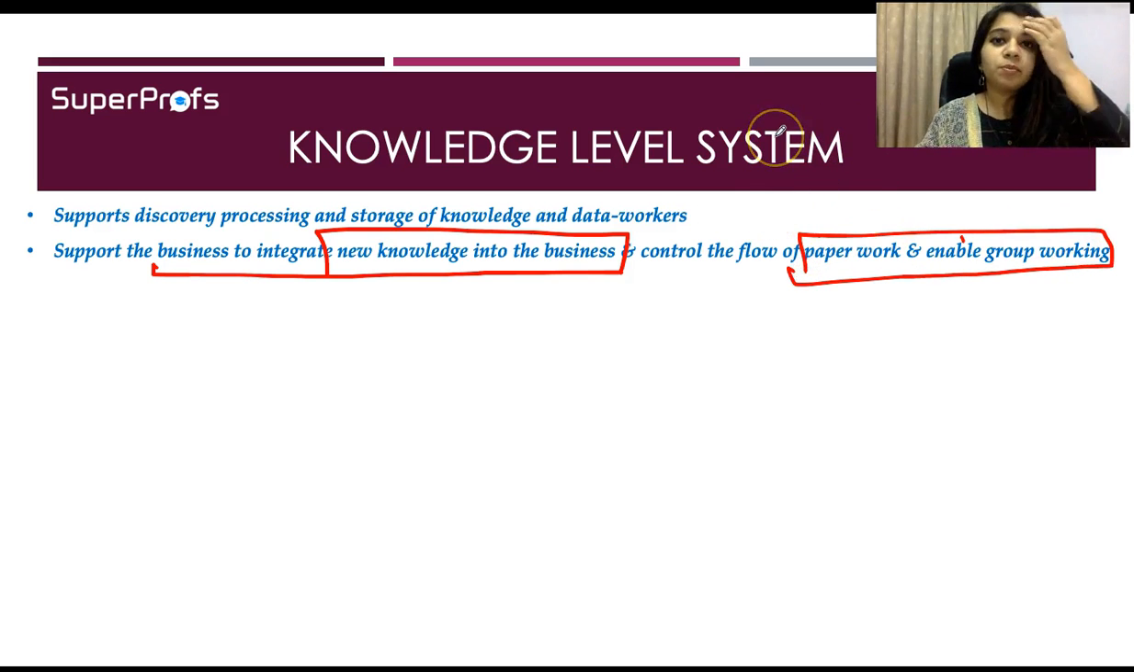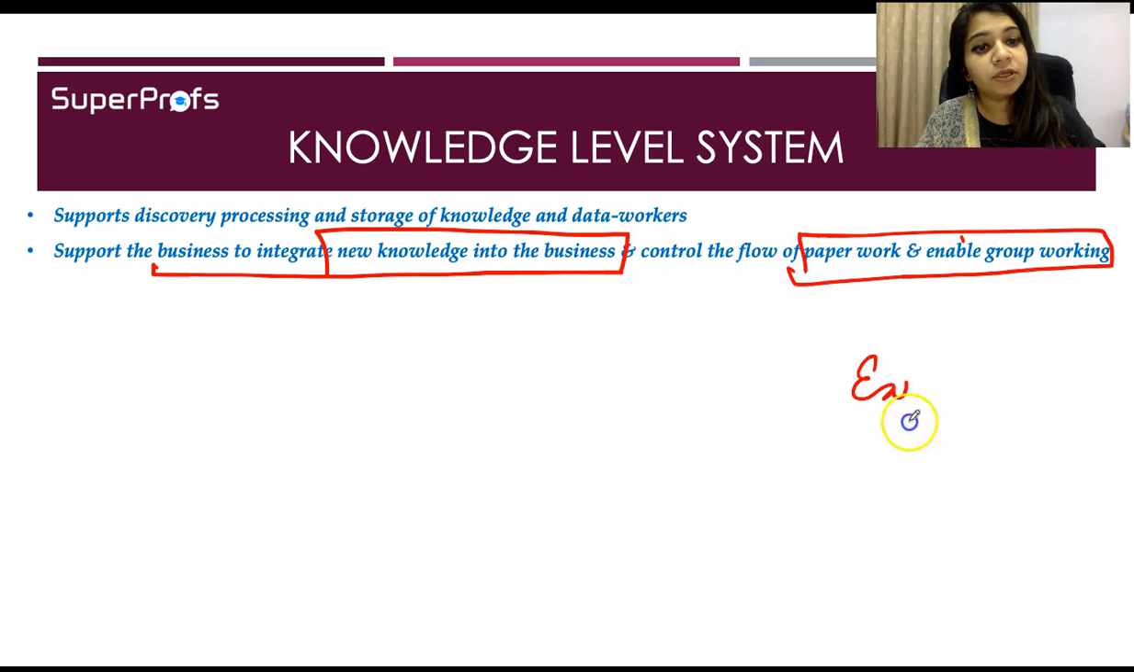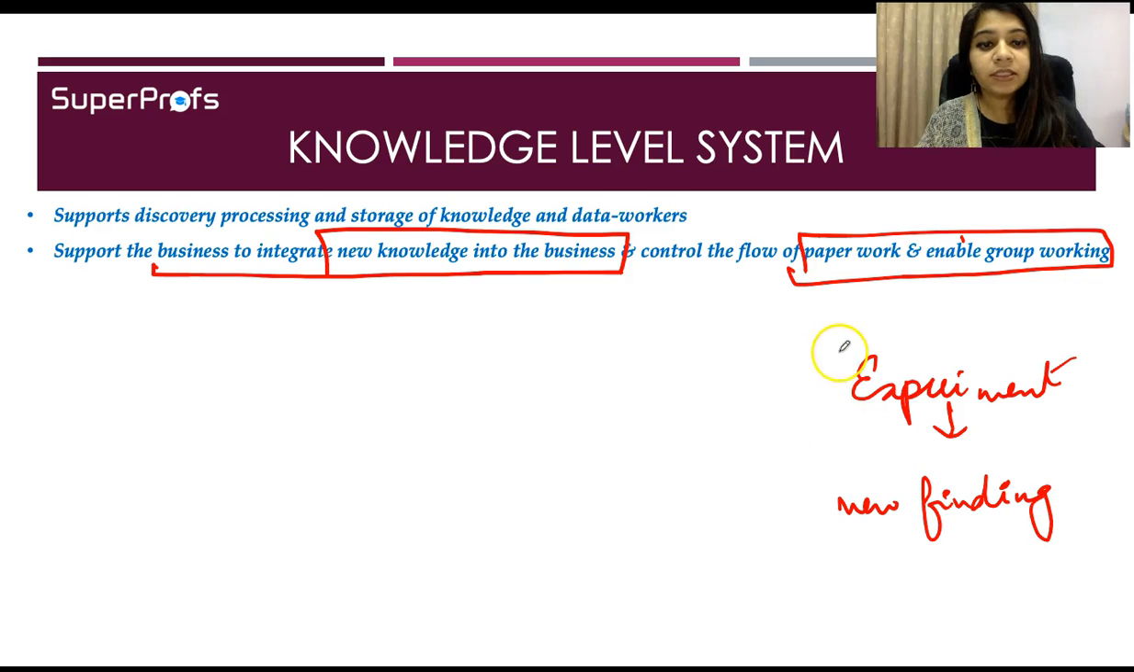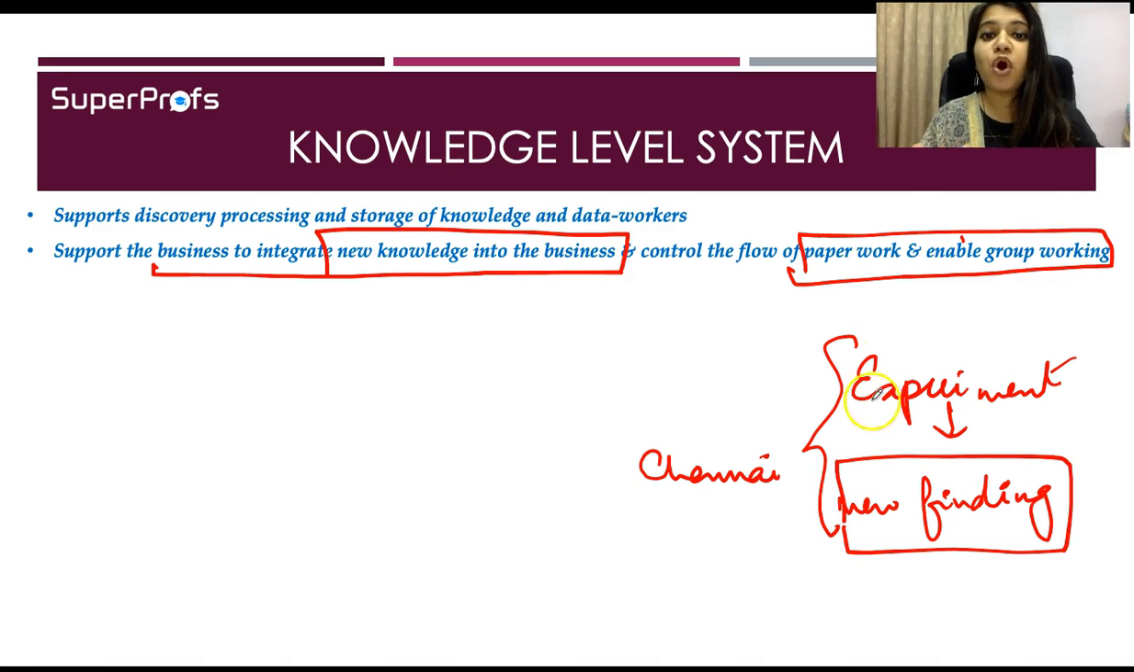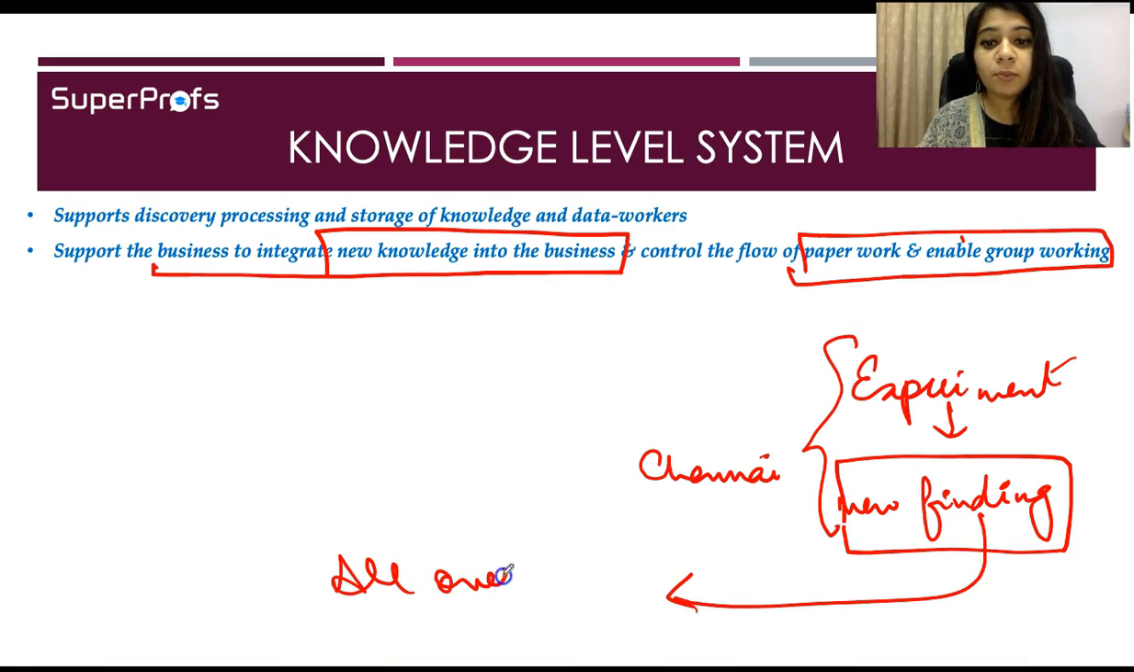An example of this would be, let's say that you are running an experiment, and this experiment helps you with new findings. Let's say that because of this experiment you wanted to reduce your cost, so you were doing this in only one part of the country, which is Chennai. Now the findings of this experiment, whether it was successful or unsuccessful, you want these findings to go to your branches all over India, right? Because you've already spent all the time and money and effort on doing the experiment and finding that. So your new finding is your new knowledge.